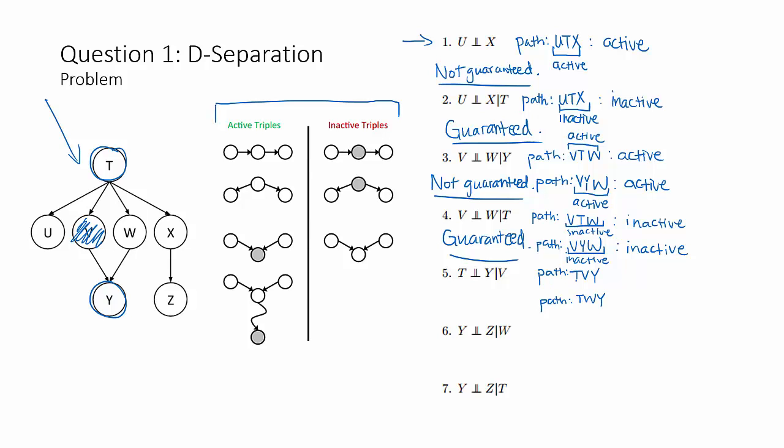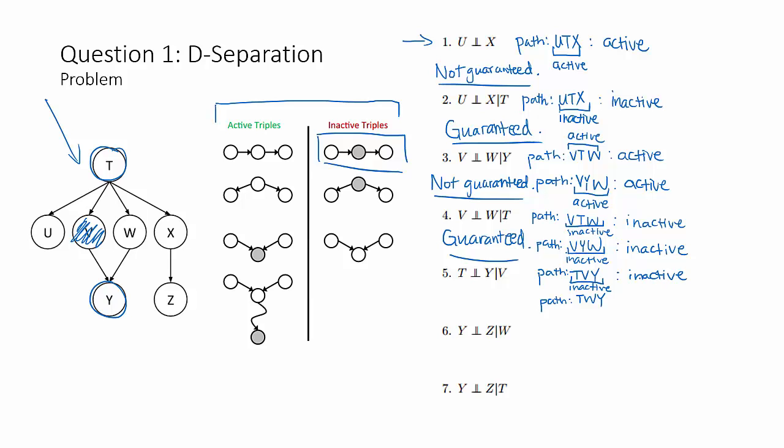Let's look at the first path first. There's one triple along this path, TVY, that's a causal chain triple with the middle node observed, and so this is an inactive triple. Since we have found at least one inactive triple, this path is inactive.